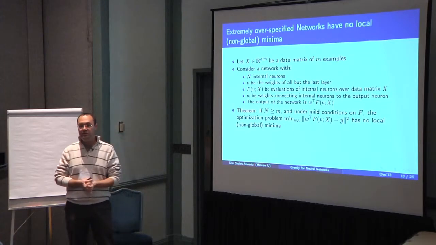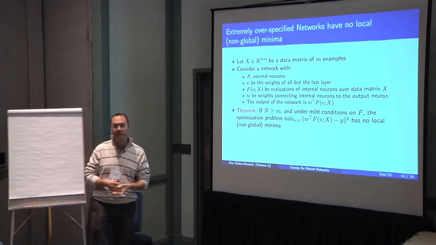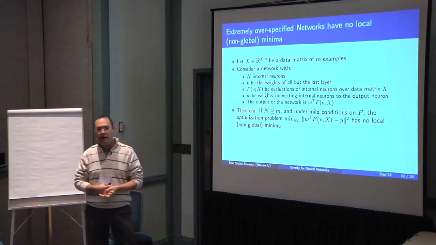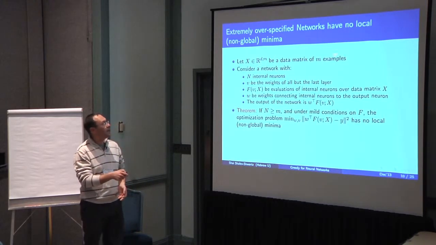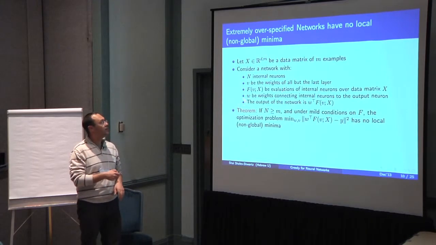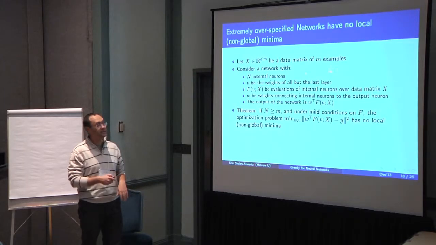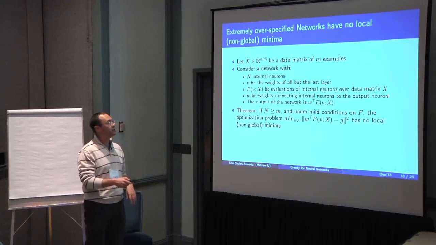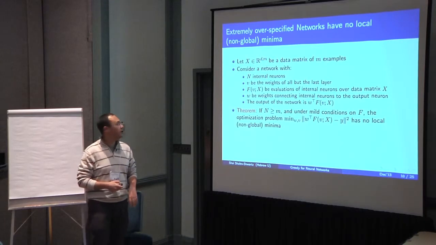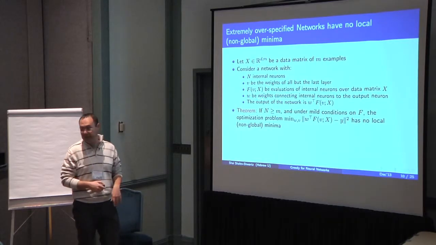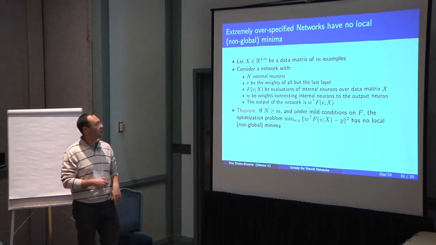The first positive result is, yes, it does help you if it is extreme overspecification. So what's the result? Let X be the data matrix. We have M examples, and each example is in D dimension. Now we take a network where you have N internal neurons corresponding to hidden neurons. V are all the weights in the network except for the last layer. F_V on X is the evaluations of internal neurons over the data matrix X, so it is a matrix with N by M entries. W are the weights over all the hidden neurons, so W is an N-dimensional vector, and the output of the network is just the inner product between W and all the rest of the hidden neurons.